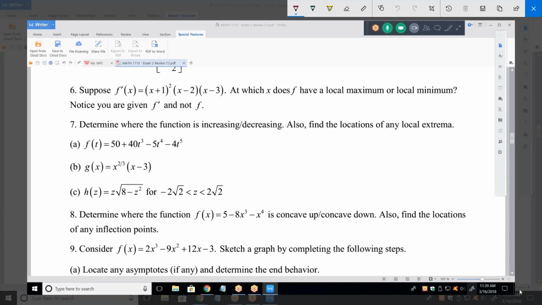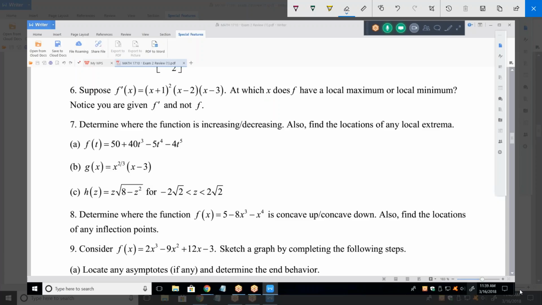So they give us a first derivative. At which x does f have a local maximum or local minimum? And notice how they phrase this question: at which x? Completely different than the last question, which was where is the absolute maximum and absolute minimum? In this case, they don't want an xy coordinate. They want just where on the x-axis it occurs.